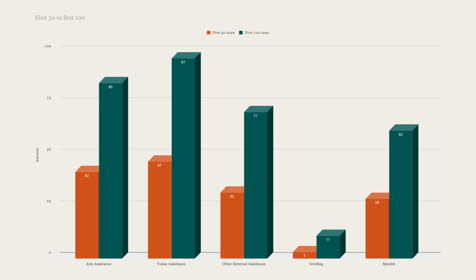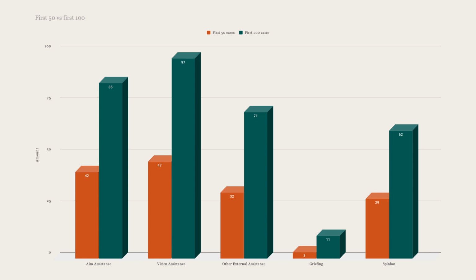And as we can see, it's quite easy to compare because if it would have stayed equal, then everything just had to double. But it did more than that. If we double the aim assistance, we still get one more than that. If we double the vision assistance, we get three more than that. So it's a bit more.